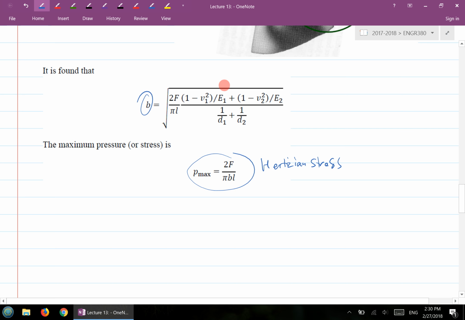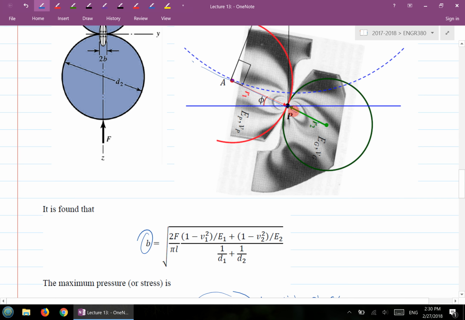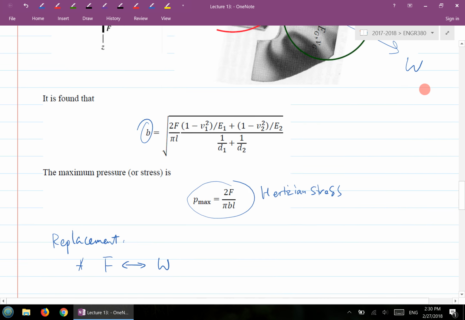So here's the result for Hertzian stress. Here's F in the Hertzian stress, and we're going to do some replacement. We're going to replace the F with W, not WT. Basically, this is the load, and this is the pressure angle. W, if you recall, is related to the transmitted load WT and the pressure angle. So WT divided by cosine phi gives you your W value.